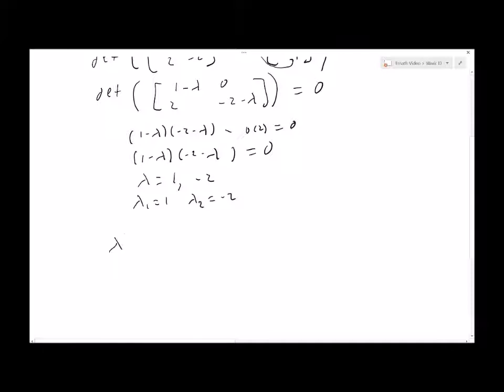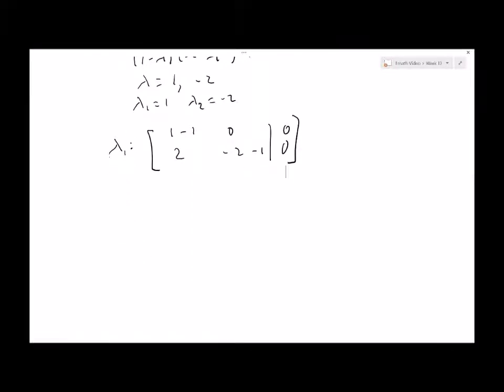So to find the eigenvectors corresponding to that, we're going to plug it into the A minus lambda matrix. So it's going to be 1 minus 1, 0, 2, negative 2 minus 1, and the answer column is always going to be 0, 0 for these. So we're left with 0, 0, 2, negative 3. Now, as you'll see, you should always get one row of zeros. Always. That's what the eigenvalue does. It makes it dependent. What that means is that you're going to get at least one row of zeros. Okay?